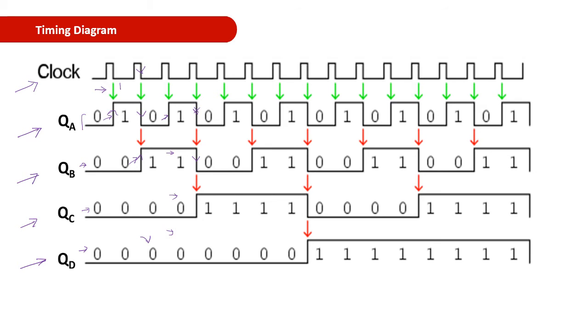Now there also is a negative edge that acts as the clock pulse for the C flip-flop. So the C flip-flop also gets triggered, so it will change from 0 to 1. Since the C flip-flop output is changing from 0 to 1, that acts as a clock pulse for the D flip-flop, but that is a positive edge, so no triggering occurs for the D flip-flop.